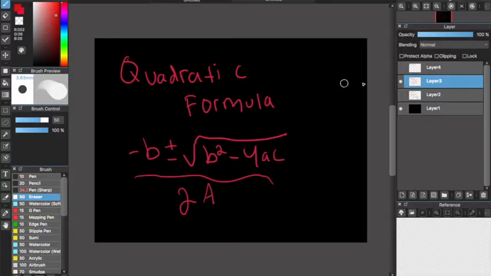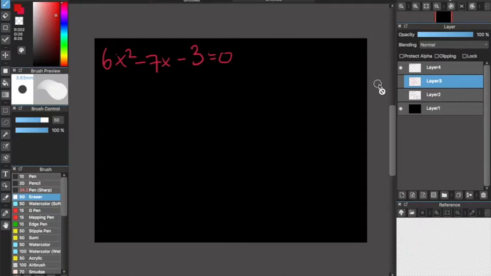So I'll give you an example. For example, 6x squared minus 7x minus 3 equals 0. So how do we solve that problem? Usually, we just factorize it, but in this case, we have 6 at the front. If it doesn't have any number at the front, for example, it's just x squared, then you don't have to divide it into a, b, c, but in this case, we have to divide it.